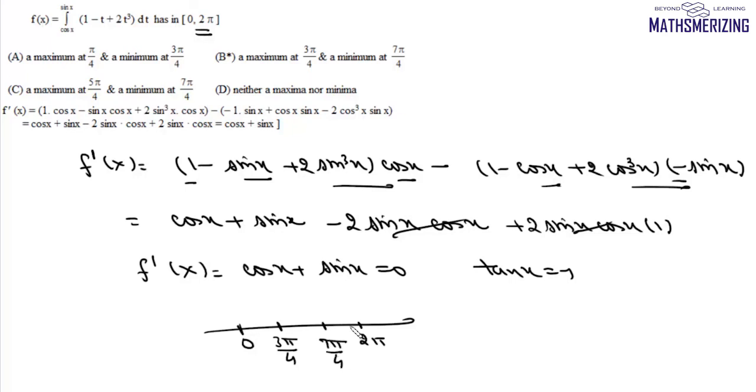Now we have to find sign of this expression in any interval. So this value will be plus, then minus, and then plus and minus. Now at 3π/4, the function first increases and then decreases. So at 3π/4, there is a local maxima. And at 7π/4, the sign changes from minus to plus. That is, it decreases and then it increases. So that means it is a point of local minima. So answer to this question is maxima at 3π/4 and a minima at 7π/4, and that's your option B.